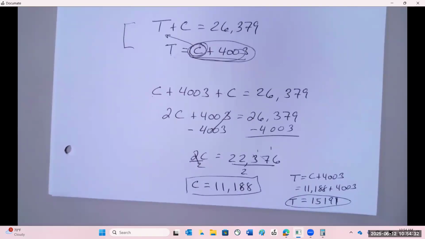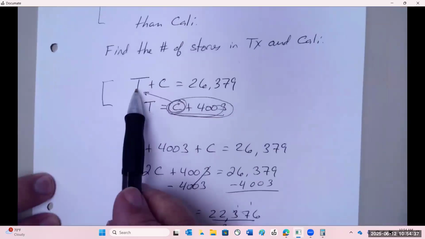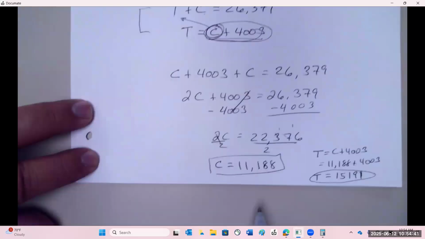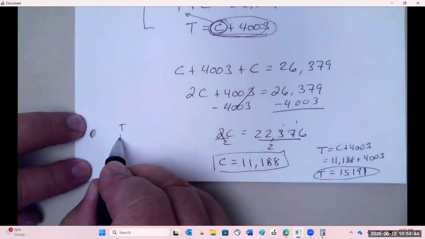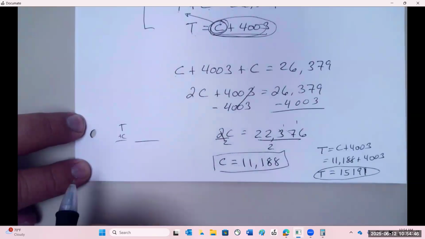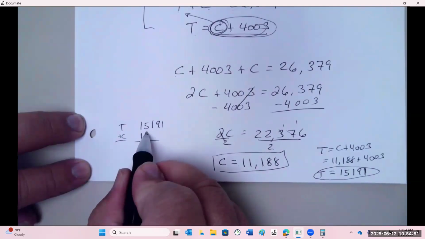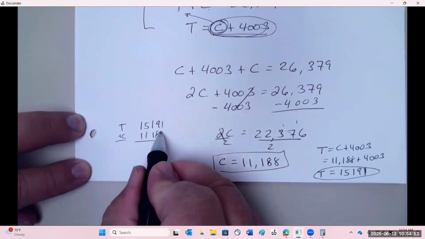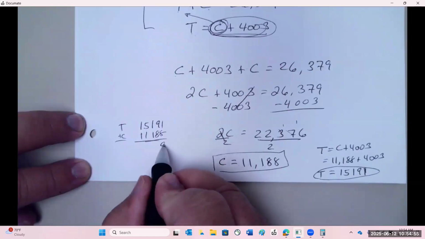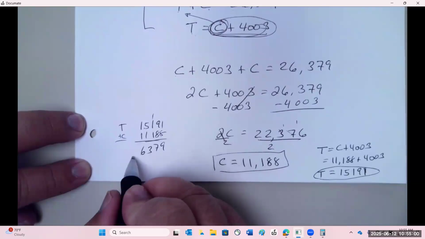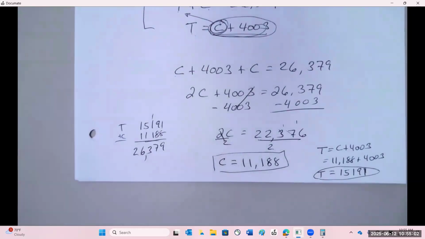How do I check my answer? Texas plus California has to equal 26,379. So Texas plus California is 15,191 plus 11,188. 8 plus 1 is 9, and so on, which gives 26,379. And that's the number I needed.